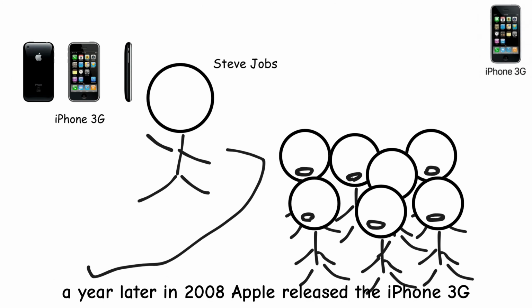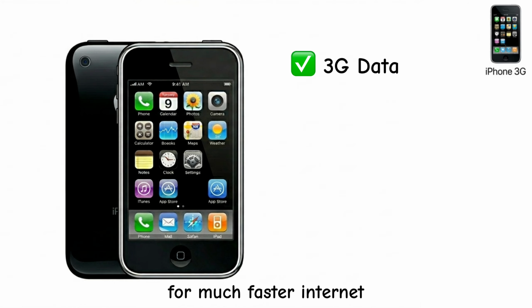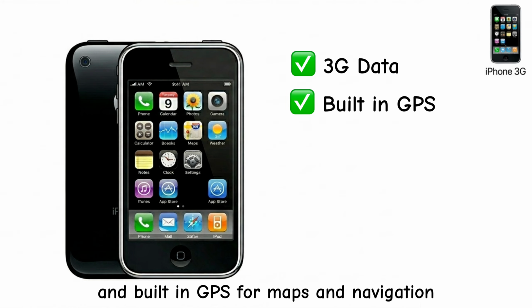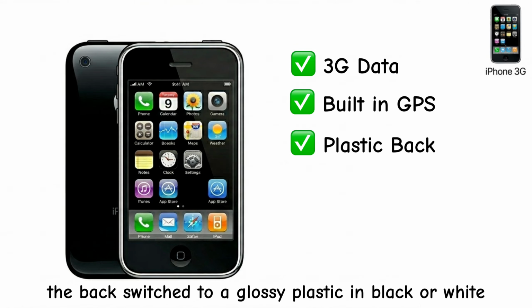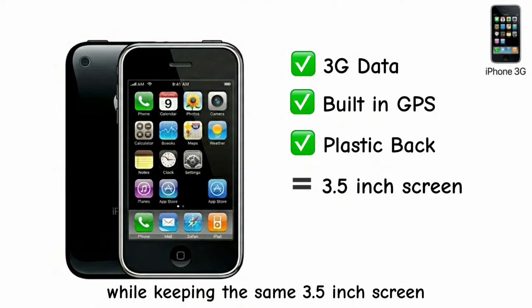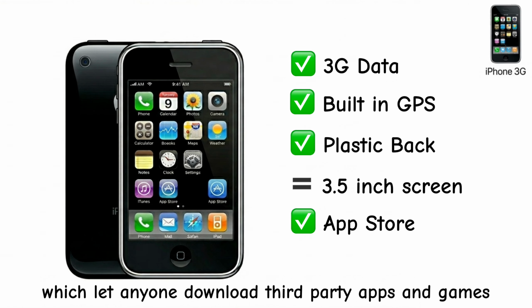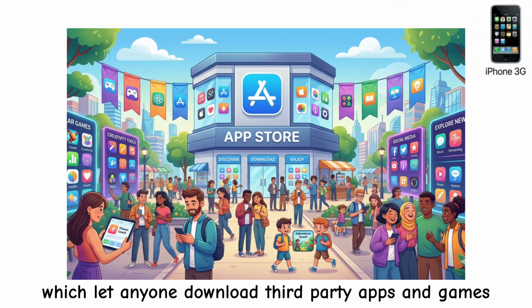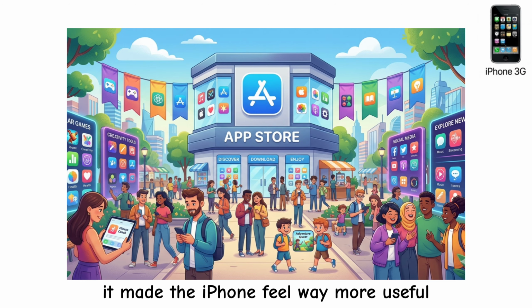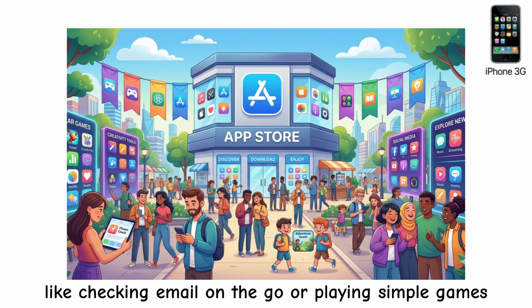The iPhone 3G. A year later, in 2008, Apple released the iPhone 3G, which added proper 3G cellular data for much faster internet and built-in GPS for maps and navigation. The back switched to a glossy plastic in black or white, making it a bit cheaper to produce while keeping the same 3.5-inch screen. The big moment was the launch of the App Store alongside it, which let anyone download third-party apps and games for the first time. It made the iPhone feel way more useful for everyday tasks, like checking email on the go or playing simple games.